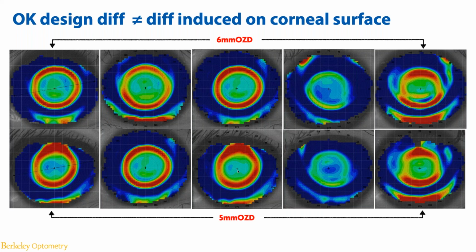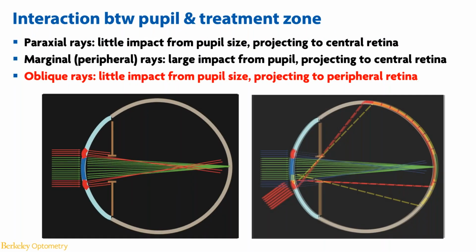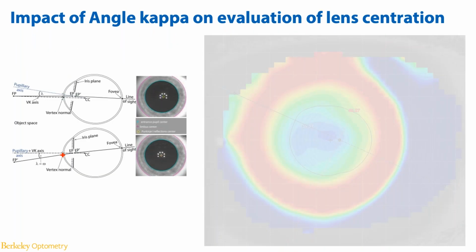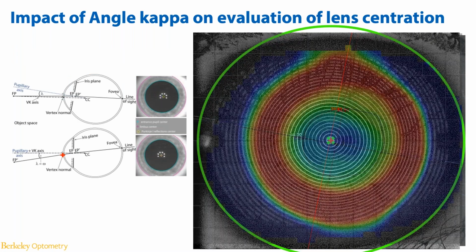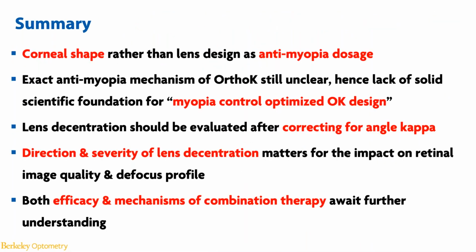Excellent. And for the summary page, you had mentioned that one of your first bullet points was in regards to corneal shape really being the defining attribute of the anti-myopia dosage. Is there a magnitude of paracentral steepening that we should be trying to achieve on the corneal shape? Or what about the corneal shape would you say defines success when trying to have an anti-myopia effect?